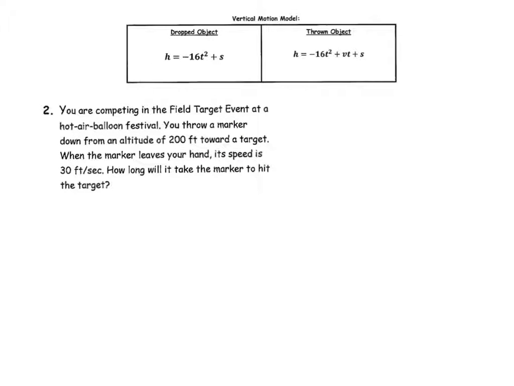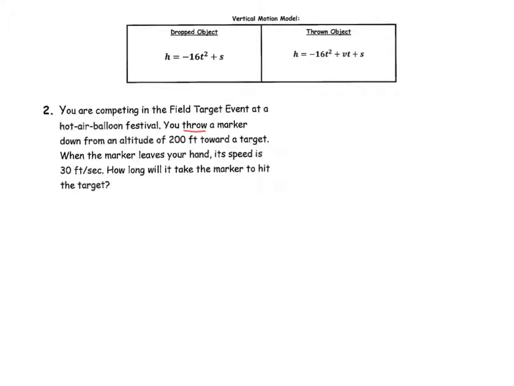Second problem. You are competing in the field target event at a hot air balloon festival. You throw a marker down from an altitude of 200 feet toward a target. When the marker leaves your hand, its speed is 30 feet per second. How long will it take the marker to hit the target?